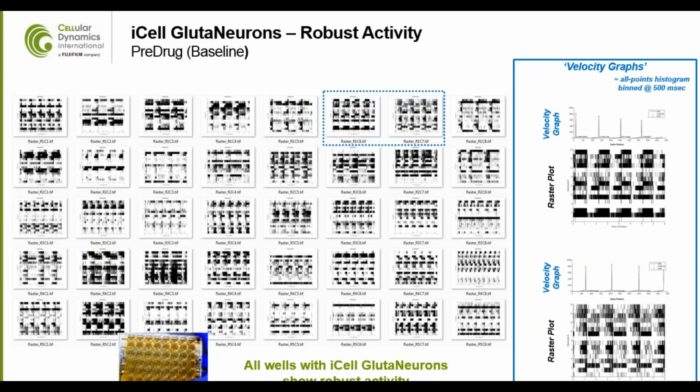Now, it's one thing for an assay to show the biology, but that assay has to be robust and repeatable. And here we see a very typical example where every well that was plated in that 48 well plate shows high levels of activity. So when you plate the cells out, you know you're going to get a full plate of data, not just a well or two or three here and there.